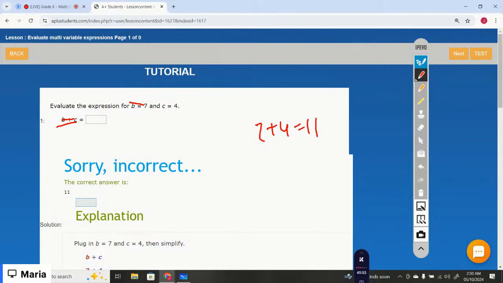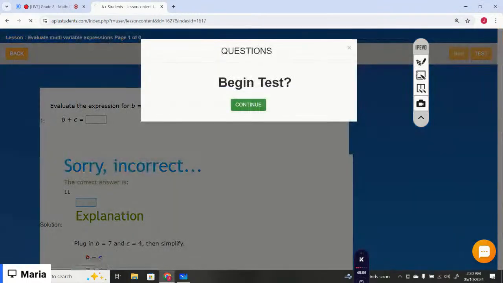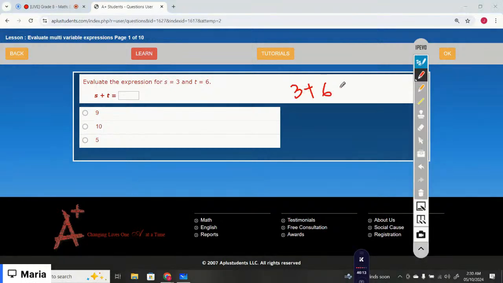Okay, let's just start with the test questions. Let's see how we can evaluate the expression for S equals 3 and T equals 6. The expression is S plus T. So the S is 3, T is 6. So that is 6 plus 3 equals 9. The correct option is 9. Option number 1 is the correct option. Got it?